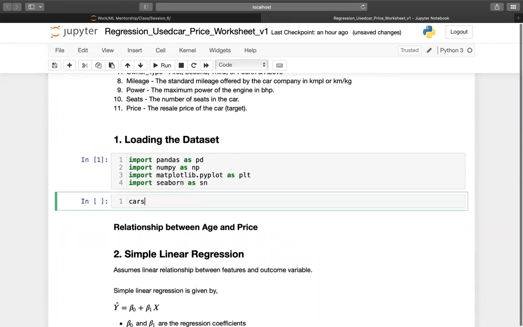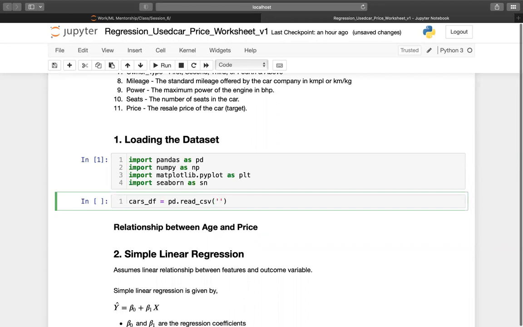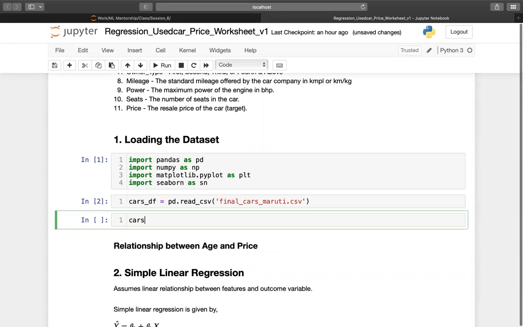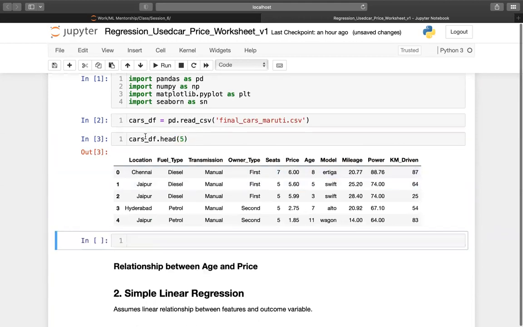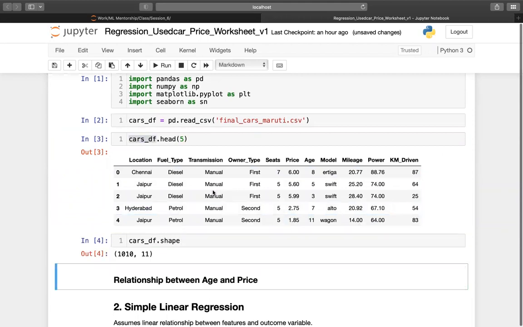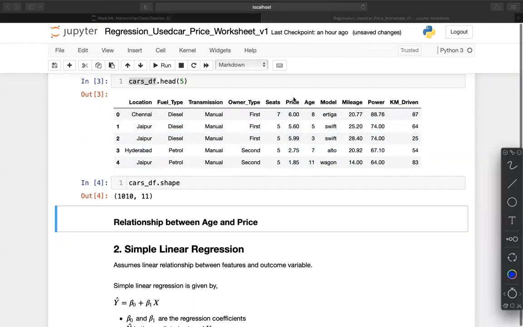We'll say cars df equal to pd.read_csv, final cars Maruti. We have already done all this. Quickly look at the first few records and how many samples we have. We check the shape: we have 1010 samples and 11 columns. Out of that, one of them is price, which is my outcome variable here.